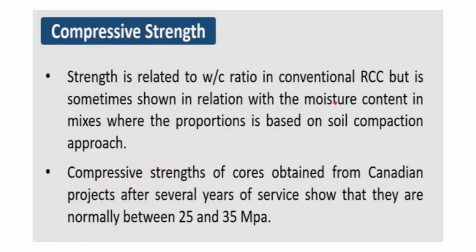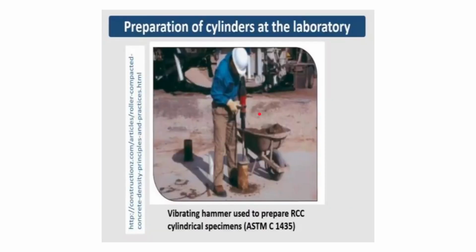Because there we find the optimum moisture content, which gives the maximum dry density, and that will give the highest compaction. Compressive strengths obtained from Canadian projects after several years of service show that they are normally between 25 and 35 megapascal. So this design gives strength around 25 to 35 megapascal.